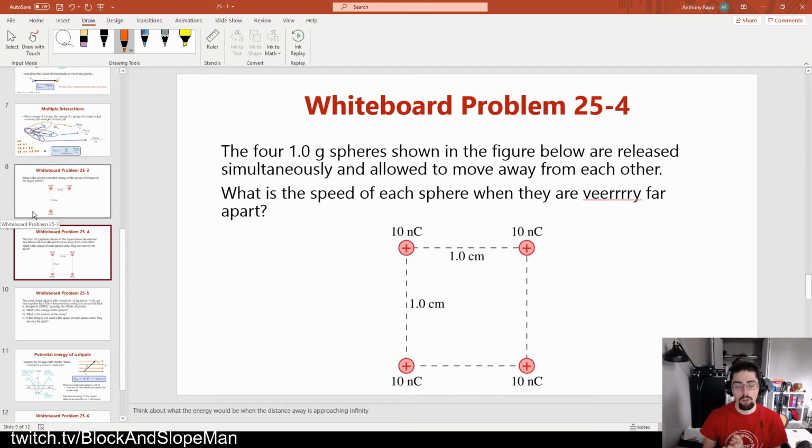There's a clever trick you can use with this problem to make it much easier than you might otherwise have to do. But you've got to think about where the energy starts, where the energy ends up, and how it gets distributed among all the parts.